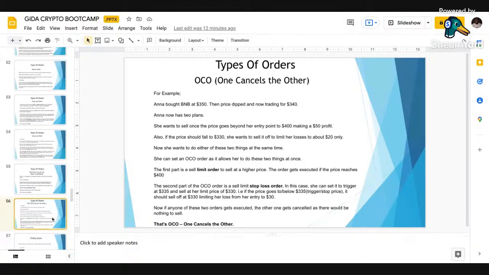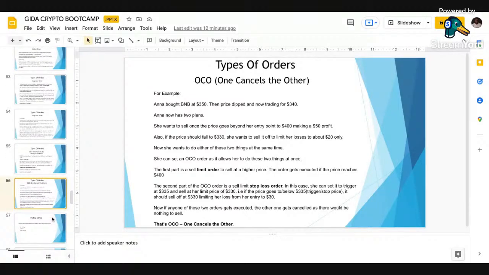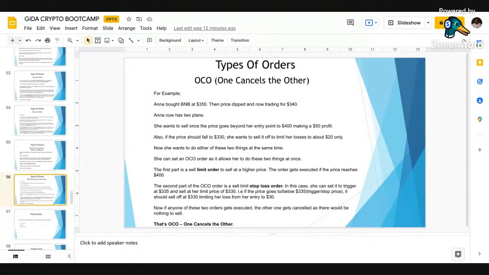Is it clear? The concept is what is most important to me. Do you understand the concept of OCO now that combines two other types? That if any one gets executed first, the second one gets cancelled. The concept is what I want you to understand. Is the concept very clear?